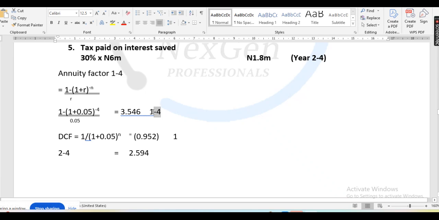Because it is 2 to 4, get year 1 to 4. Then what you need from this year 1 to 4 is just 2 to 4. Is that not so? Then remove year 1. When you remove 1, you have from year 2 to 4. That is why we have to do it this way.